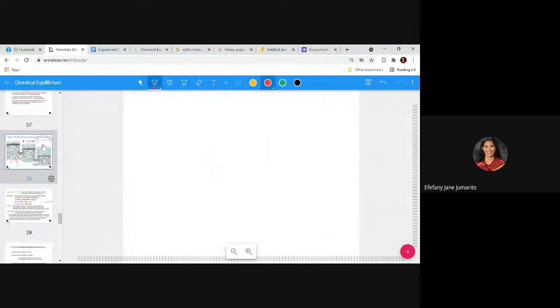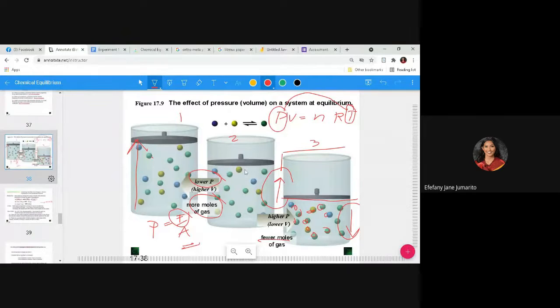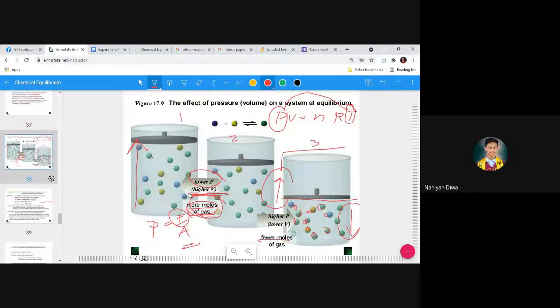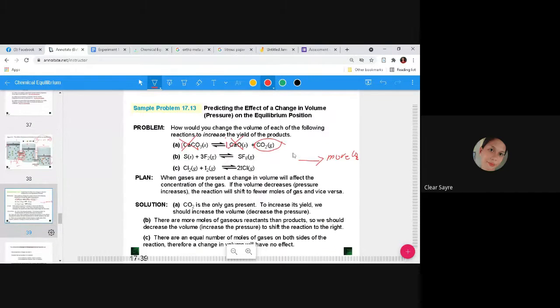So let's go back here. Now, it says here that higher V will yield more moles of gases. Higher V, it yields more moles of gases. So, in order for us to have more moles of gases, we will increase the volume. And what will we do with the pressure? Decrease. Lower pressure. Lower, ma'am. Okay.